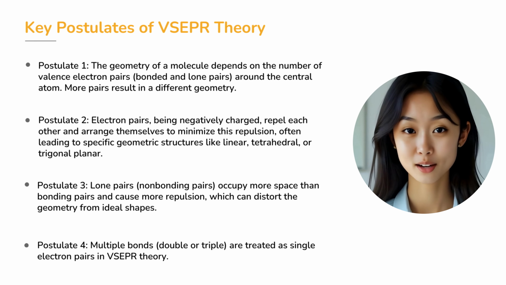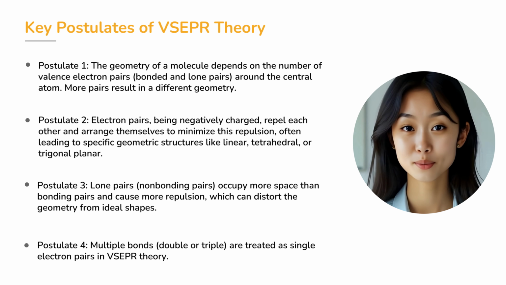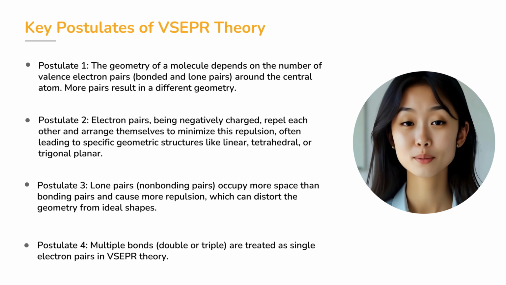Now, let's dive into the core ideas of VSEPR theory. The first postulate is that the shape of a molecule depends on the number of valence electron pairs, both bonding and non-bonding, around the central atom. These electron pairs are like magnets that repel each other, so they arrange themselves as far apart as possible.